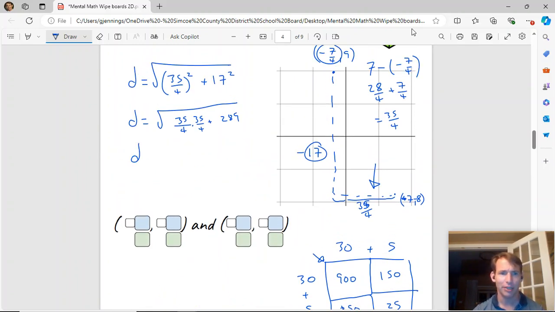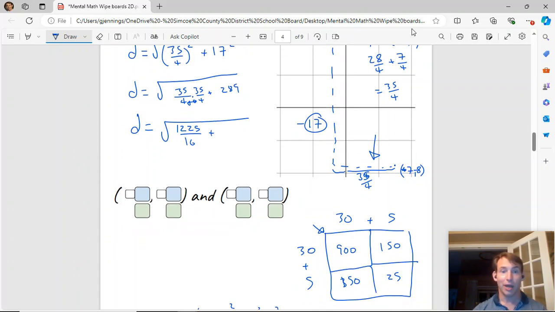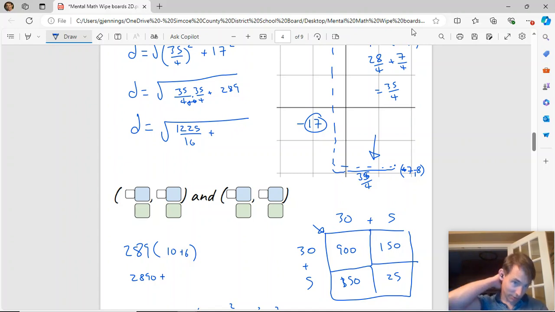So now we know that the D is equal to 1225 on top of 16 because we have to multiply these as well. Plus, well, we better put 289 on top of 16, shouldn't we? So that would be 289 times 10 plus 6. And so that's 2,890 plus that's 1,200. I believe.